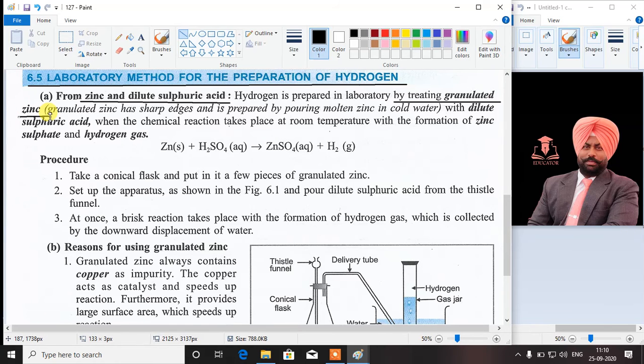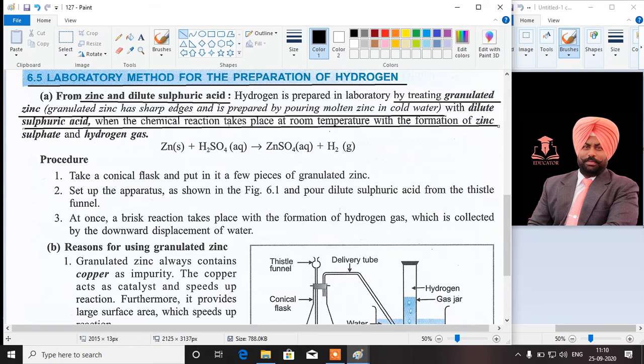Granulated zinc is zinc which has sharp edges and is prepared by pouring molten zinc into cold water. This granulated zinc is treated with dilute sulfuric acid, and the reaction takes place at room temperature. Zinc sulfate and hydrogen gas are produced as the products when zinc reacts with dilute sulfuric acid.